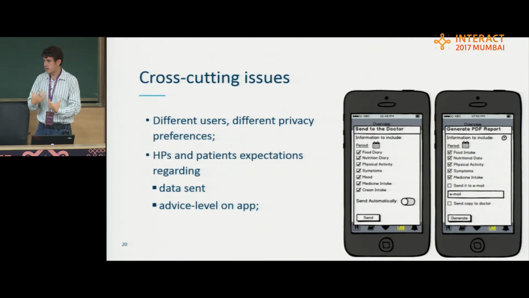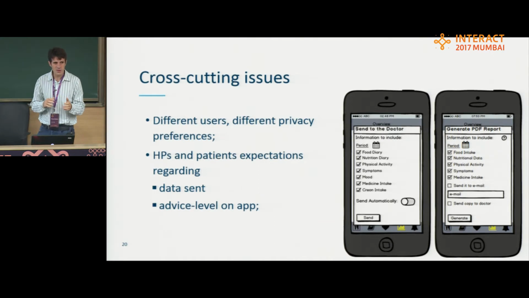So if you actually have an issue, you feel like you need attention from the doctor, you should go through the regular channels and get in touch with the doctor. So there is a need of actually getting this clear in the app.